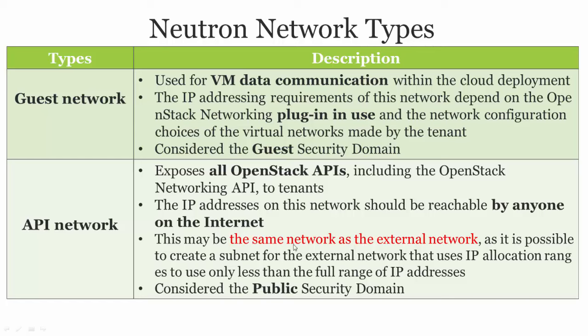This may be the same network as the external network. I already told you, the external network can access the internet. The API network also must access the internet as well. In this case, API and external can use the same network address as well. We normally call this the public security domain.